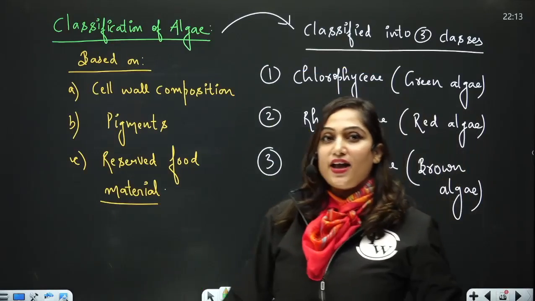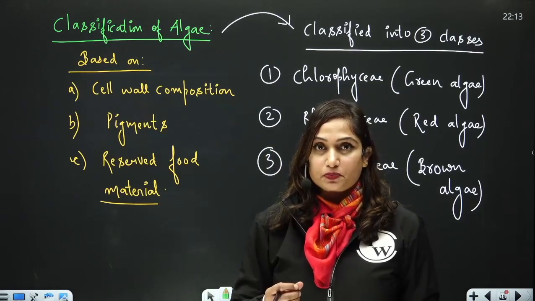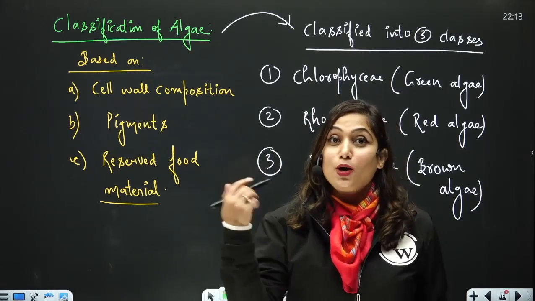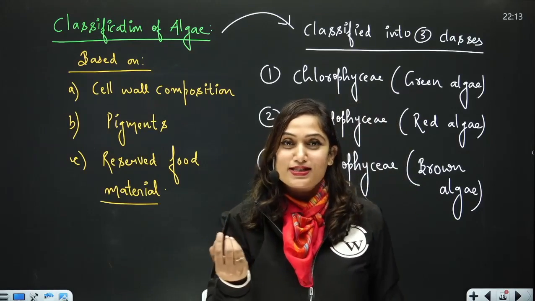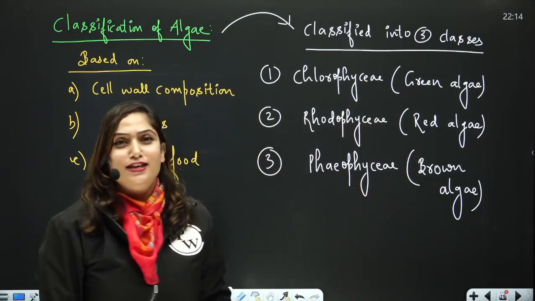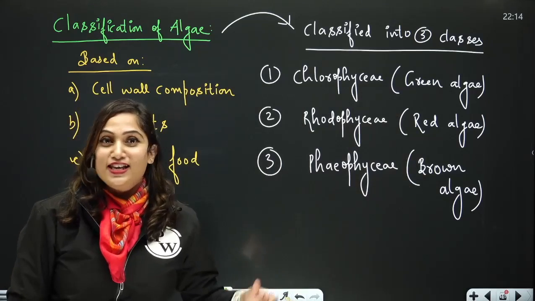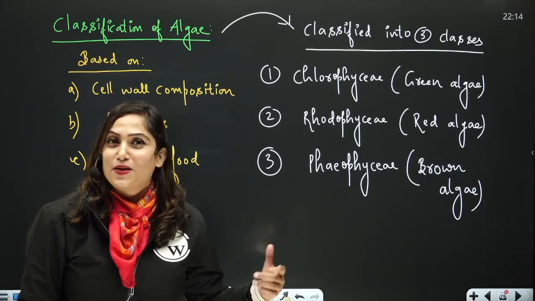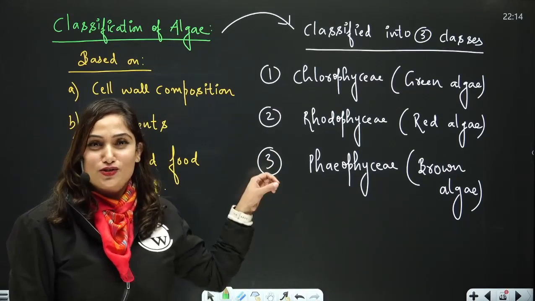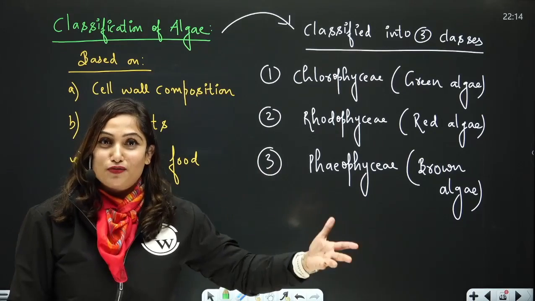Now, we can divide the algae on the basis of what kind of pigment they have, how the food material gets stored in them, and what is present in their cell wall composition. Based on these things, we can classify algae into three classes: Chlorophyceae, green algae; Rhodophyceae, red algae; and Phaeophyceae, brown algae. Okay, but I have already written these things.